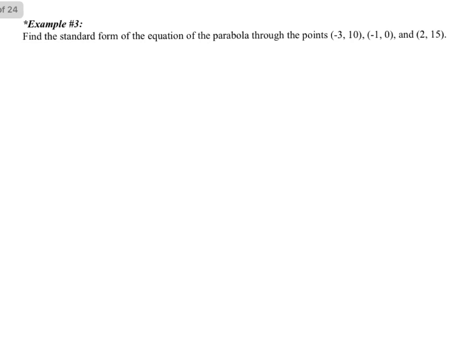We're giving you 3 points on the parabola, negative 3, 10, negative 1, 0, and 2, 15. So we have one x-intercept, but not the other one. And we don't have the vertex. So we're going to find the standard form. Remember, it's ax squared plus bx plus c, and ordered pairs are always an x value and a y value. So we're going to plug them in. So when y is 10, the x value is negative 3. Keep in mind this exponent only applies to the x, not its coefficient a. We're going to be solving for a, b, and c.